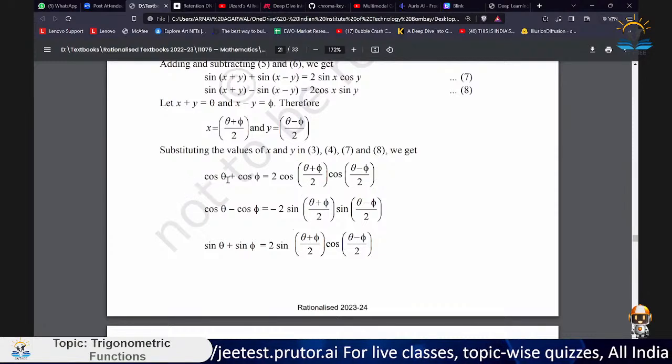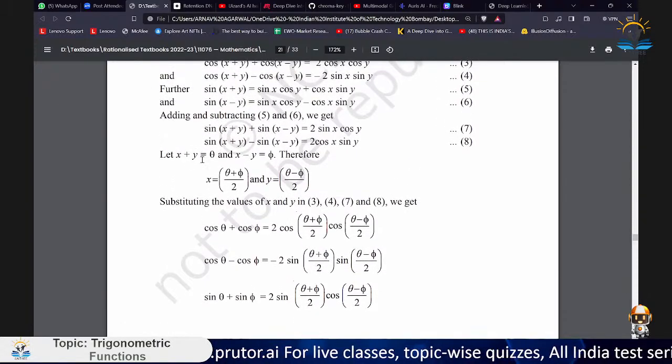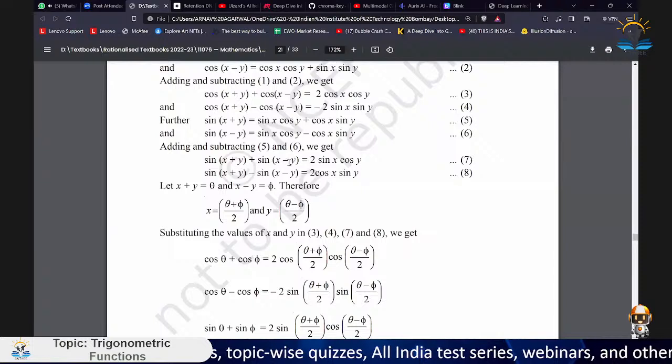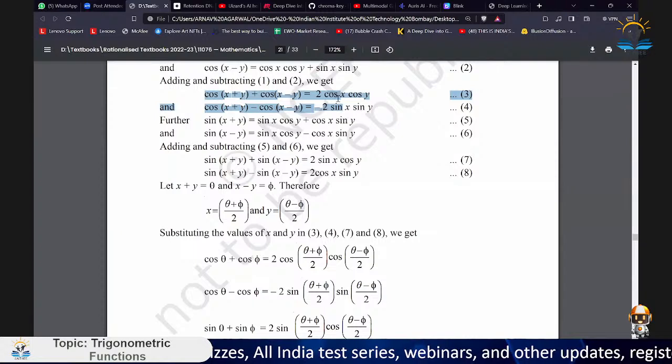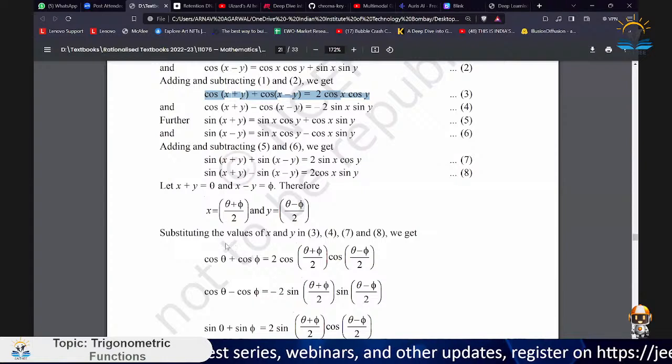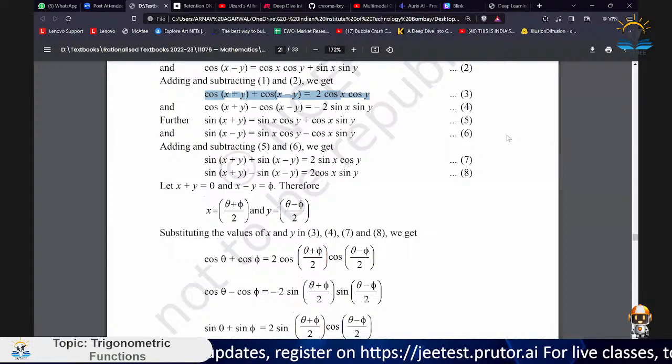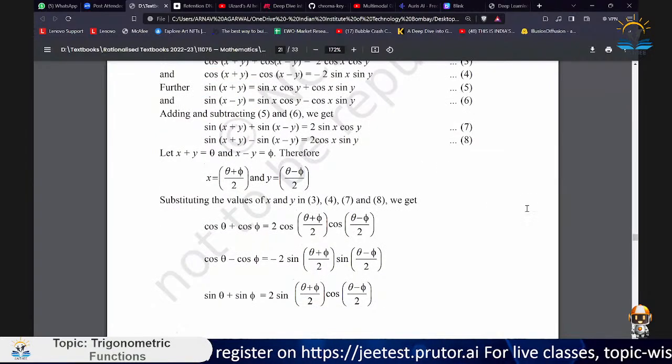So when we put this x and y here in this equation, x plus y is theta, so cos theta plus cos phi is equal to 2 cos of (theta plus phi) by 2 times cos of (theta minus phi) by 2. So it's just playing with numbers, just playing with equations. That's it. Hence, we have proved this first identity, the cos x plus cos y one. Similarly, prove all these three equalities.